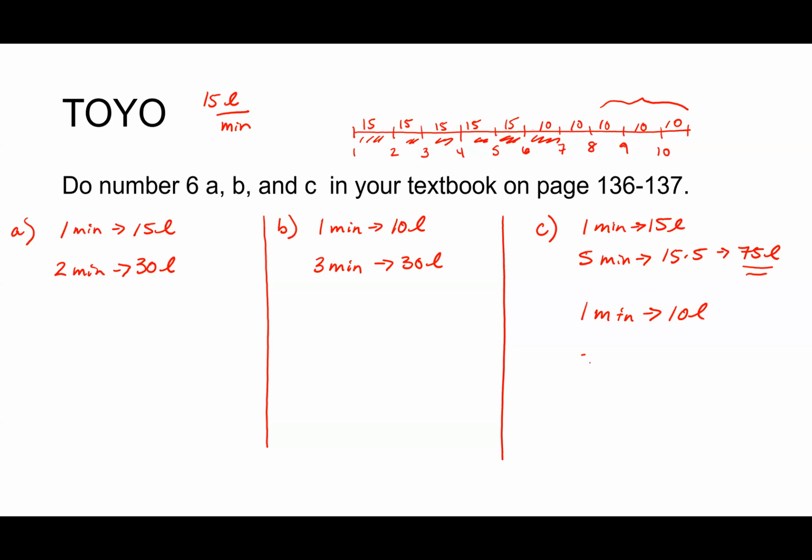Okay, so 75 plus 10, what's my final answer, guys? 85 liters. Okay, awesome job. All right, your homework is workbook exercise 4.